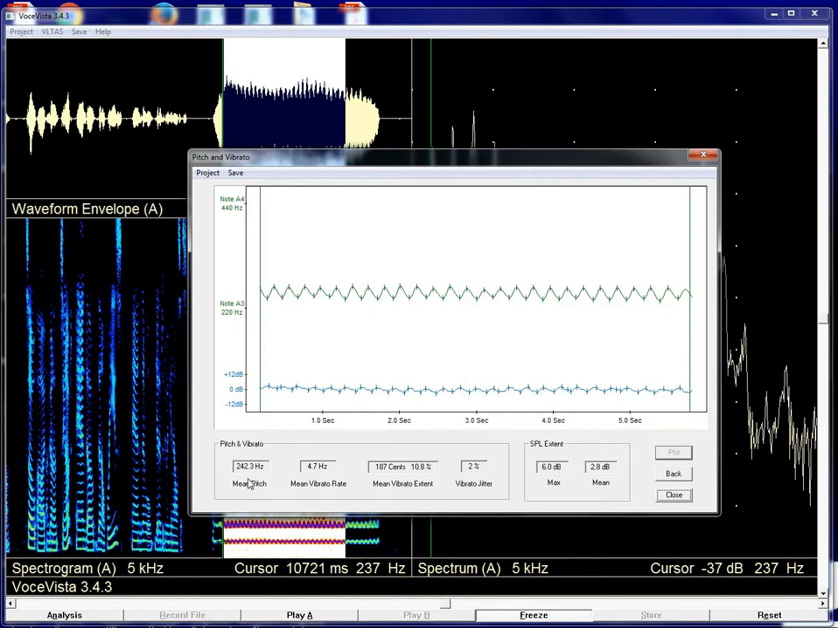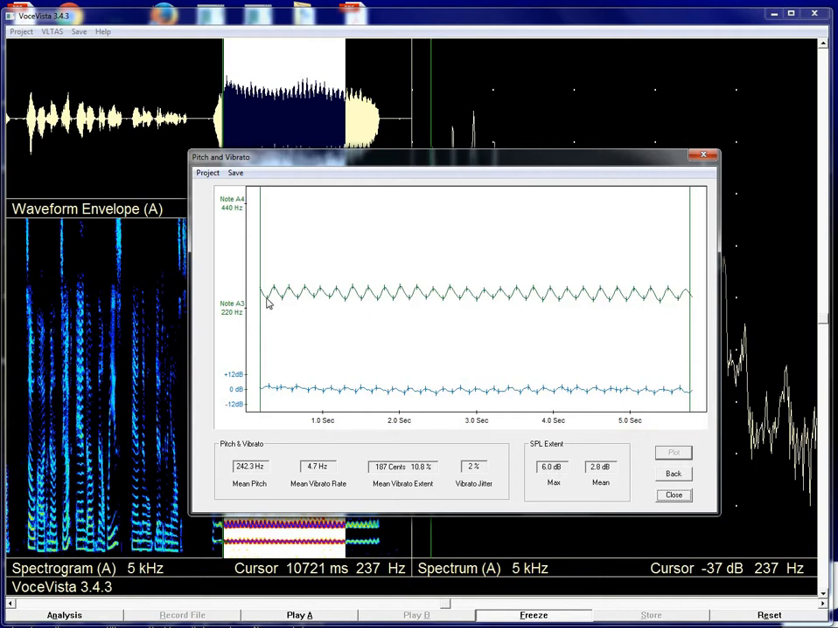Down here you can see it's got a mean pitch, mean frequency, of 242.3 hertz. Then the mean vibrato rate. It's got that calculated based upon these little markers that it's put in the signal. Now, mean vibrato extent.